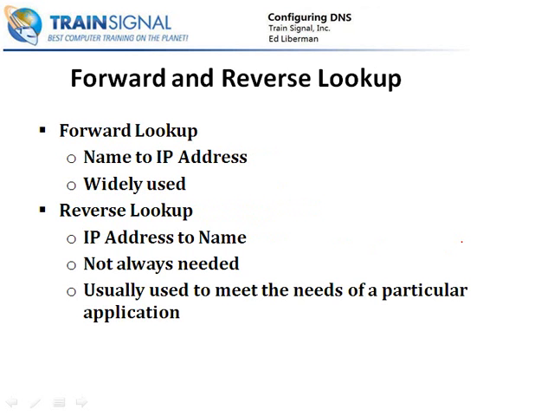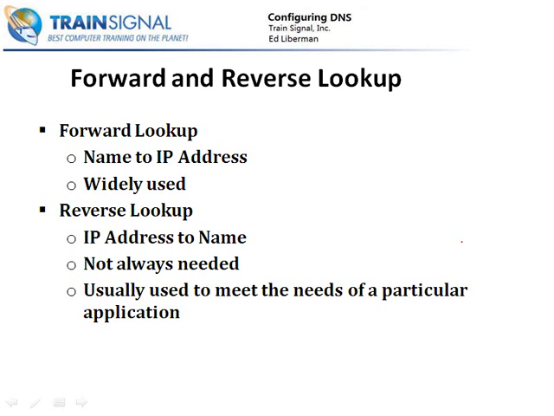Another feature about zones is keeping in mind that zones can either be forward or reverse lookup zones. A forward lookup zone is where we do name to IP address. This is the most widely used form of DNS lookup. This is where stupid humans put in a name, and then the computer needs to convert that name into an IP address so that it can communicate.